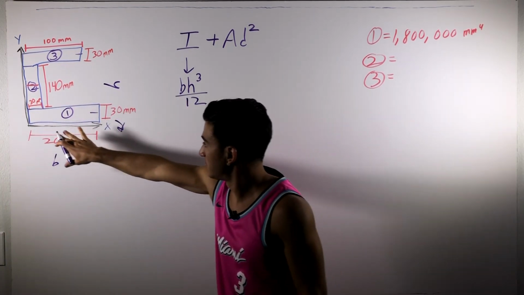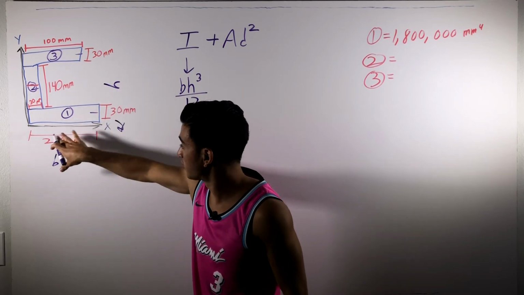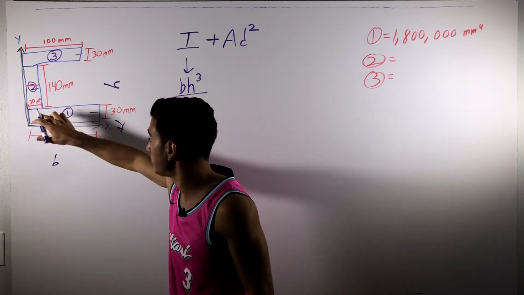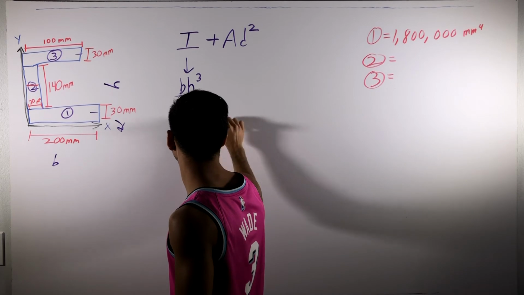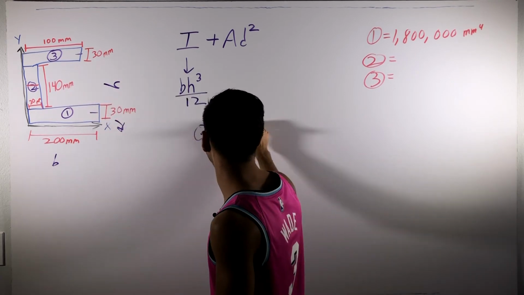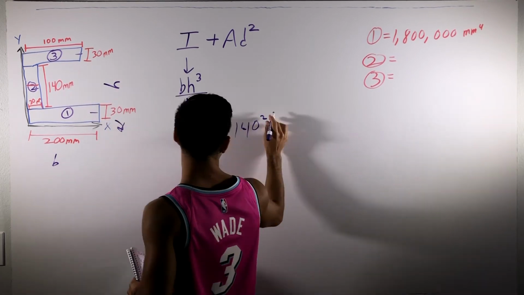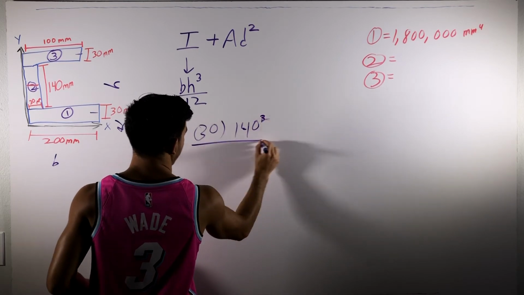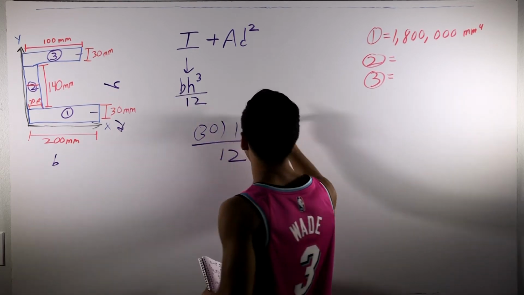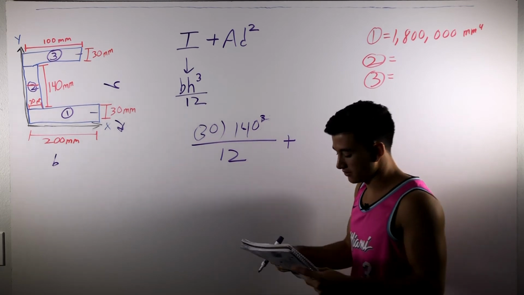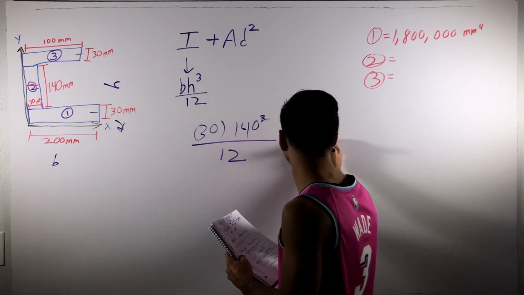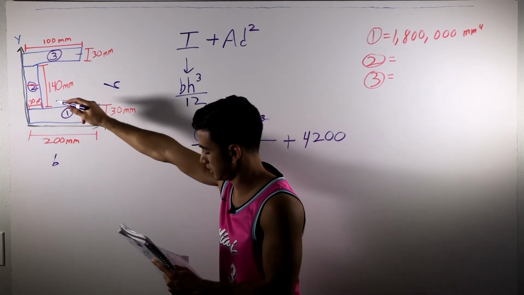The base, right here, is base and height, because we're rotating about the x-axis. The base is going to be 30, and the height is going to be 140 to the third. And all that's over 12. Now our area here, base times height, is going to be 4,200 for just section 2.